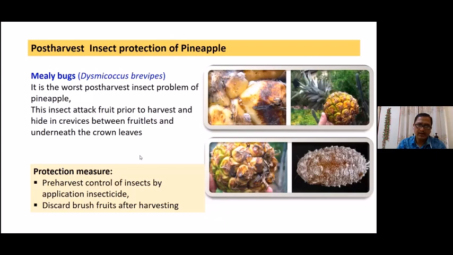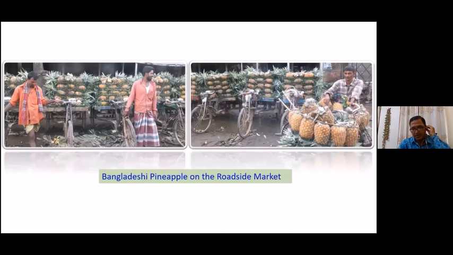Pineapple is also infected by some insects here. Mealybugs severely affect the pineapple after harvesting. And this insect infestation comes from the field. So this is the worst post-harvest insect problem. It can be controlled by pre-harvest application of some insecticide. I mean, we have to control this insect in the field and discard the bruised and split fruits during harvesting. Only sorting, grading, and selection of good fruit for storage helps to eliminate these insects from the pineapple. This is the scenario of Bangladeshi pineapple production and marketing on the roadside.